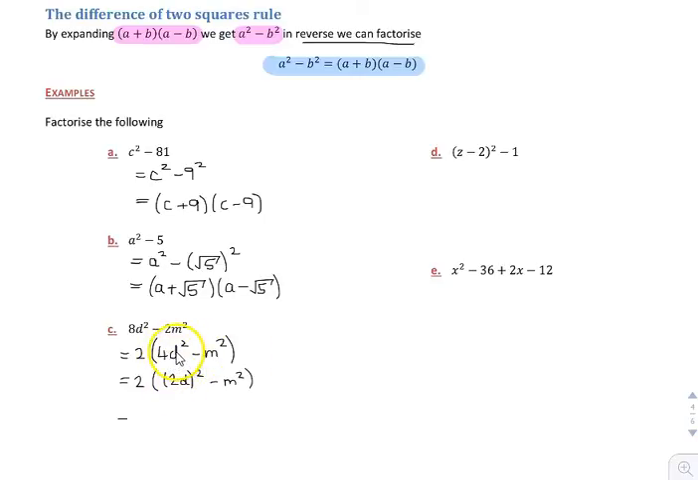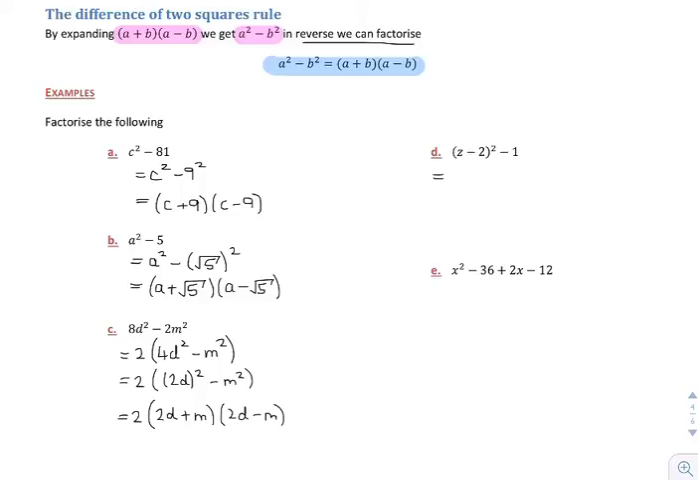This conversion here is a property of our indices laws, which means that I've got something squared minus something squared, so I can use the difference of two squares and factorize this, giving us (2d plus m)(2d minus m), and that's all multiplied by 2, that highest common factor that we pulled out at the start.